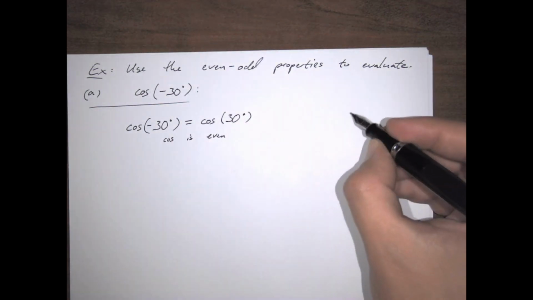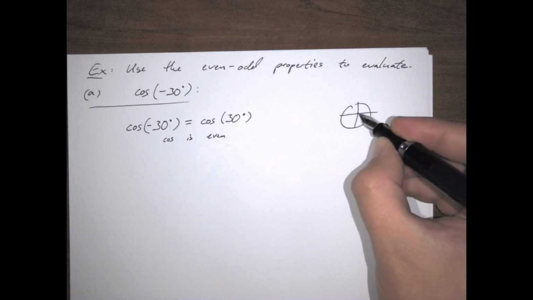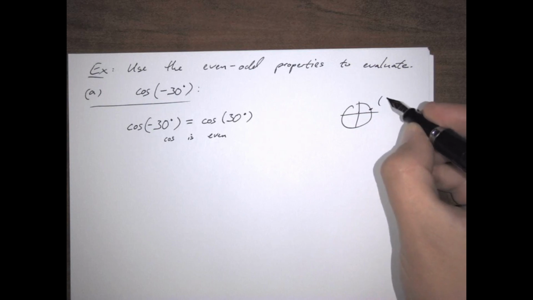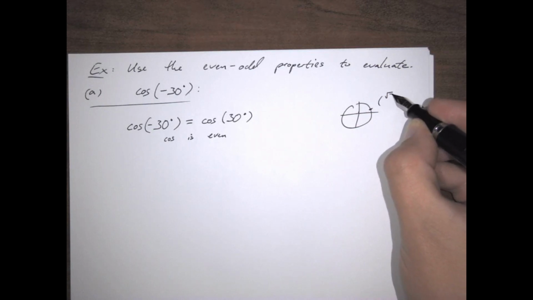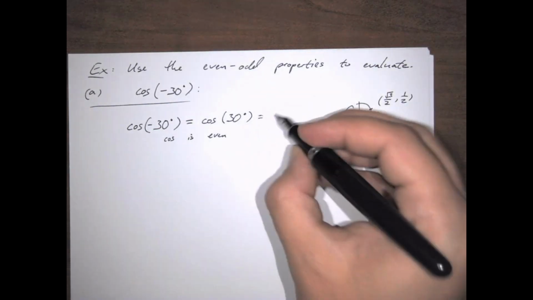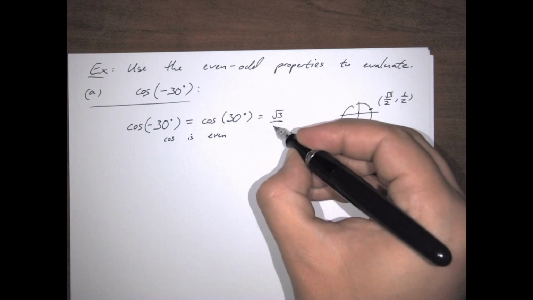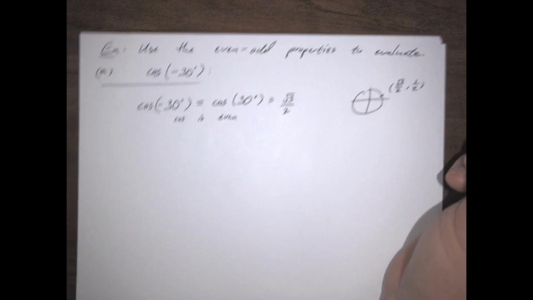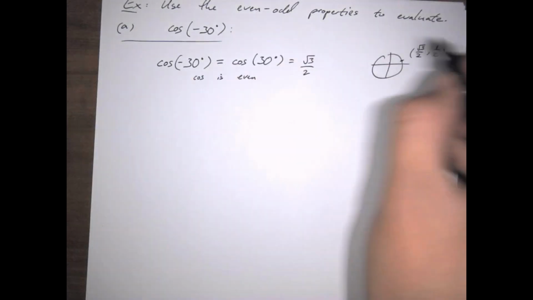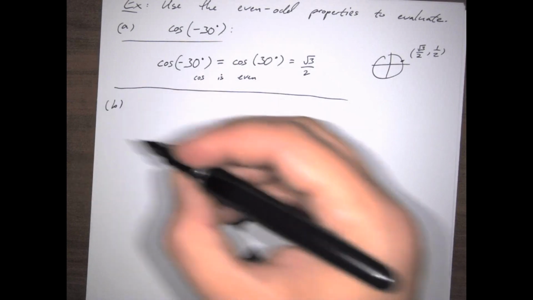And that's then going to be the low angle here, so the x is what we're looking for, and this is the case where the x is the bigger value, root 3 over 2, and the y is 1/2. So that's equal to root 3 over 2. So if it's even, you can just completely ignore the negative. If it's odd, you can pull it out to the front. So let's try another one here.